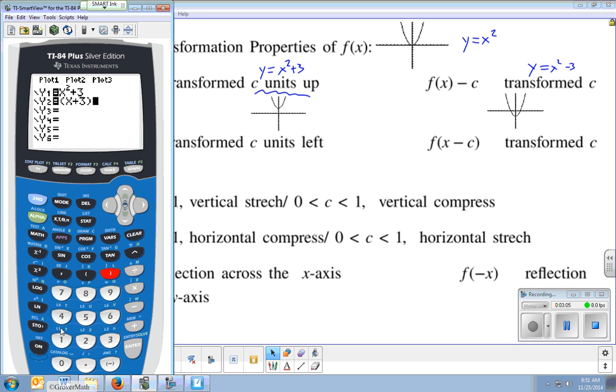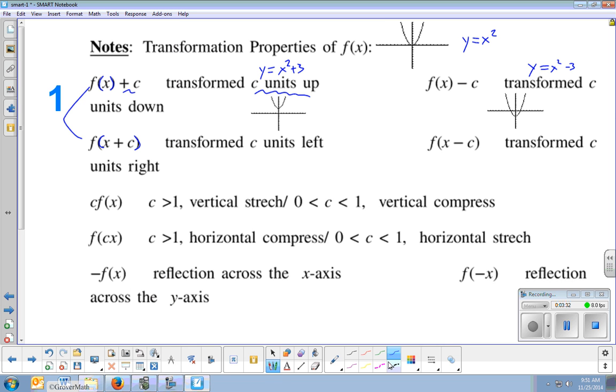Because what's happening, so in the parent function, you're squaring your input value. You're squaring x. And so for our original, it's that, and then just adding 3 on the end, and that's a shift up, or minus would be shift down. But if you do the plus or minus before you square, that's a transformation side to side. So we know that the plus 3 shifts our graph up. Well, the plus 3 in parentheses shifts it to the left. And that's what this next property is saying here, that plus c in the parentheses is c units left.